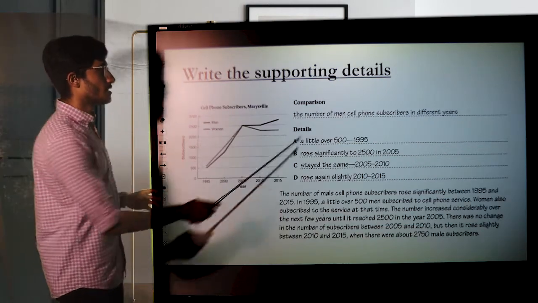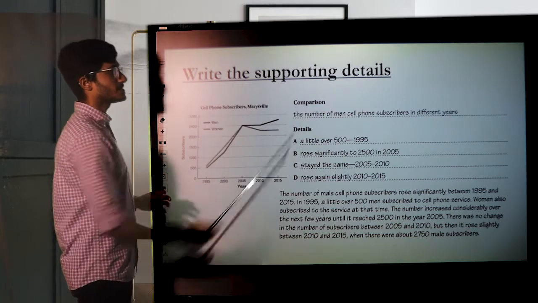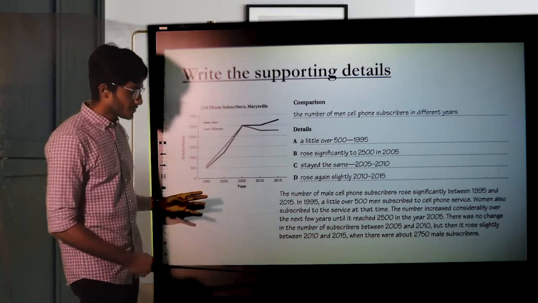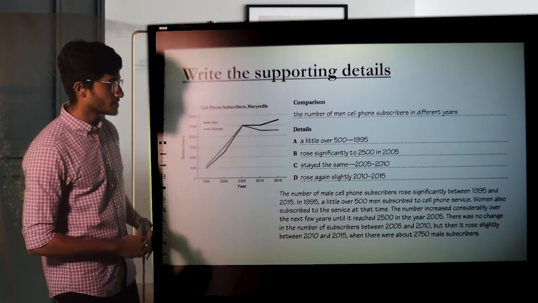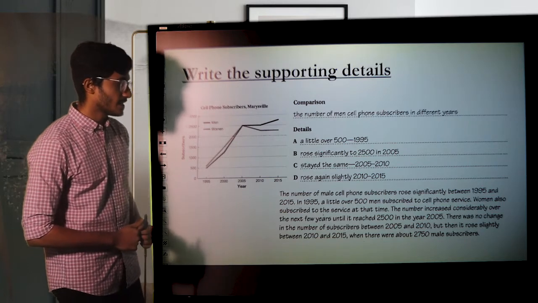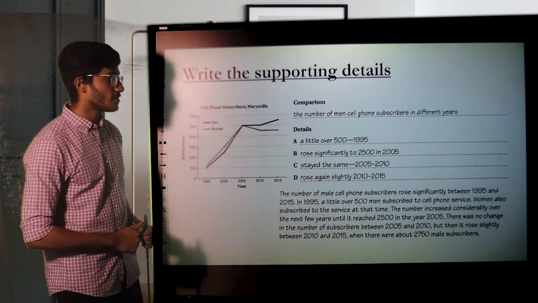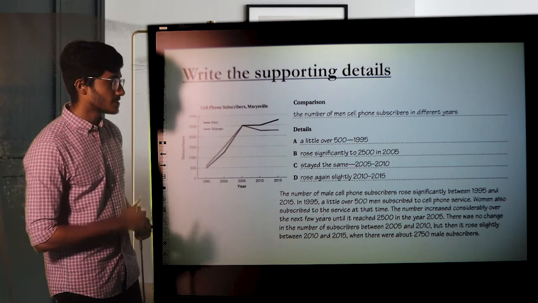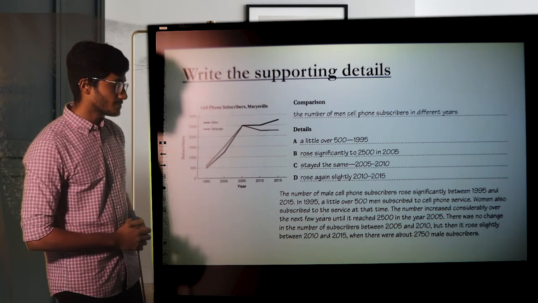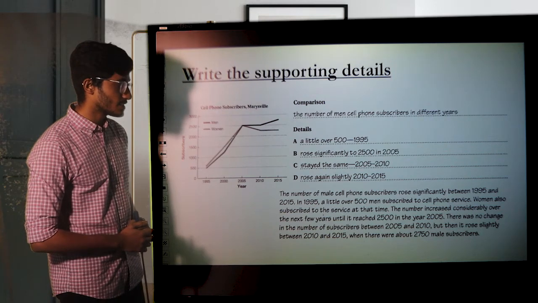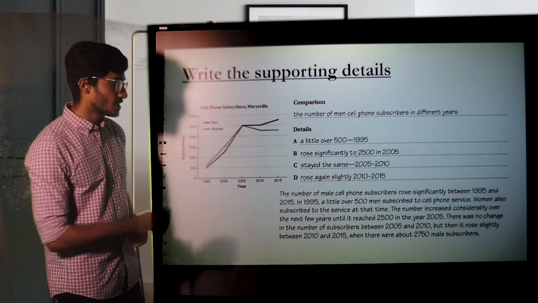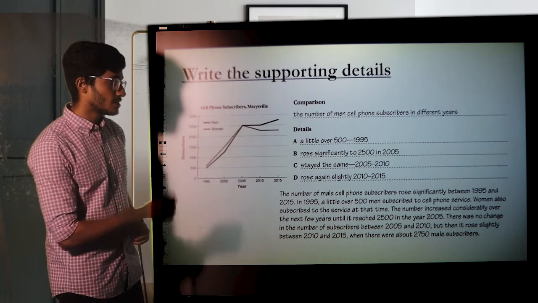For the next example, we have the men's cell phone subscribers. Here you have the details, so let's read this out. "The number of male cell phone subscribers rose significantly between 1995 and 2015. In 1995, a little over 500 men subscribed to cell phone services. Women also subscribed to the services at the same time. The number increased considerably over the next few years until it reached 2,500 in the year 2005."